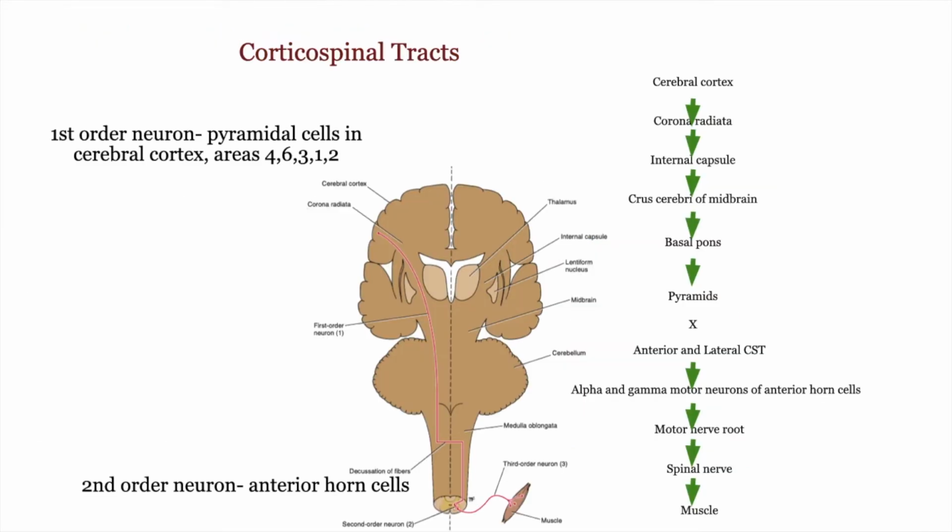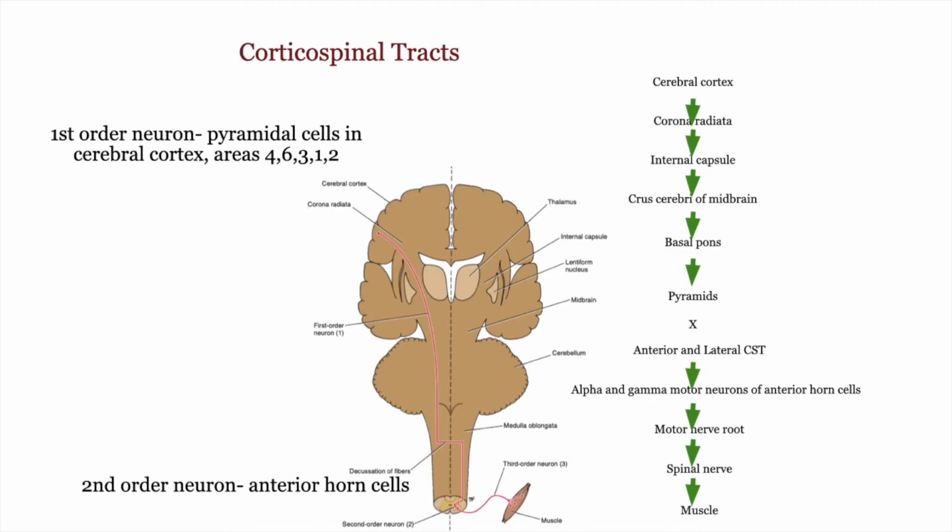The corticospinal tracts arise from the pyramidal cells, that's layer 5 of the cerebral cortex, from areas 4, which is the primary motor cortex, 6, which is the secondary motor cortex, and the sensory cortex 3, 1, and 2. And from here, it goes to the corona radiata, to the internal capsule, to the crus cerebri of the midbrain, to the basal pons, to the pyramids, where they decussate. The fibers that cross over proceed downward as the lateral corticospinal tract. The uncrossed fibers are the anterior corticospinal tract.